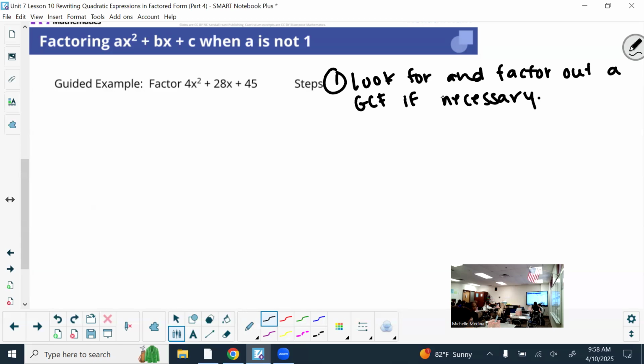So looking at our guided example, table 3, is there a GCF between 4, 28, and 45? Remember, GCF can never be bigger than your smallest number, so check. Does my smallest number divide evenly into the others?